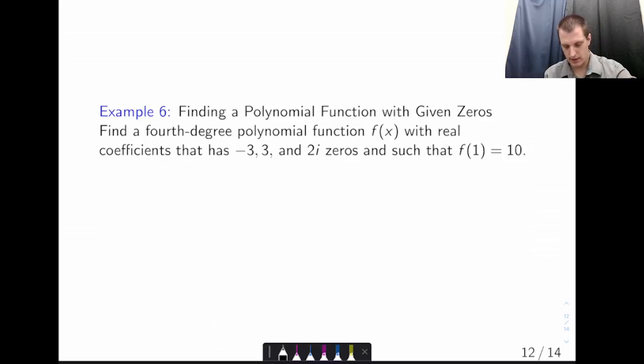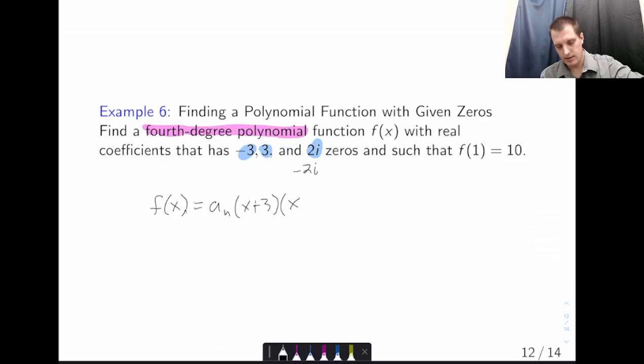Okay, so first off, we have a fourth degree polynomial, but we only have 3 zeros. That's because we also have -2i as a zero. So we can say f of x is equal to a sub n, some number we don't know, times x plus 3 times x minus 3.